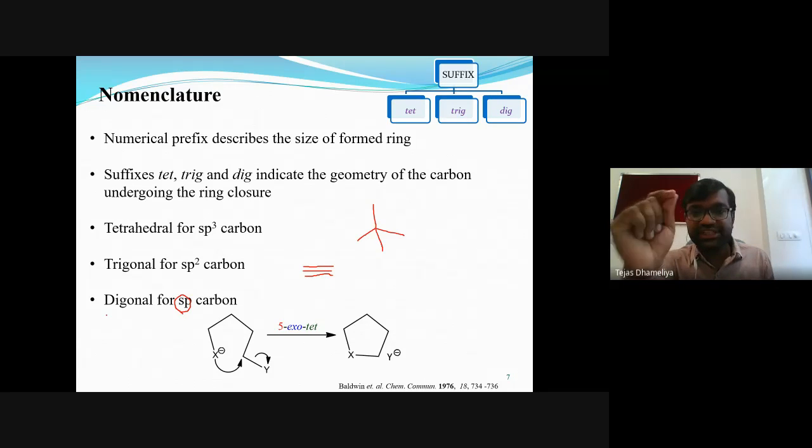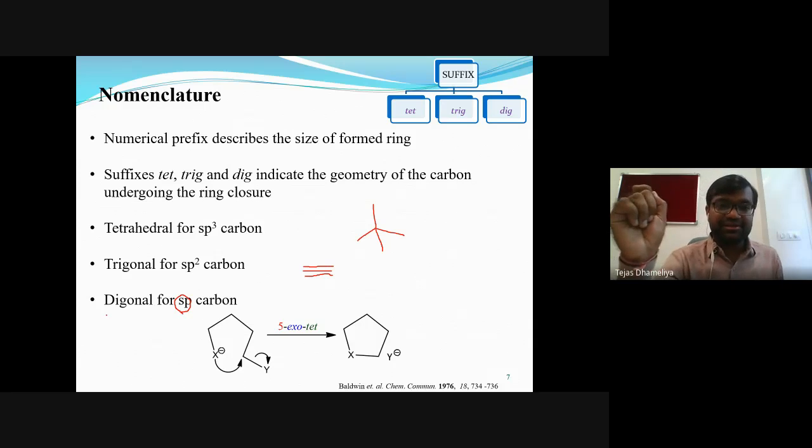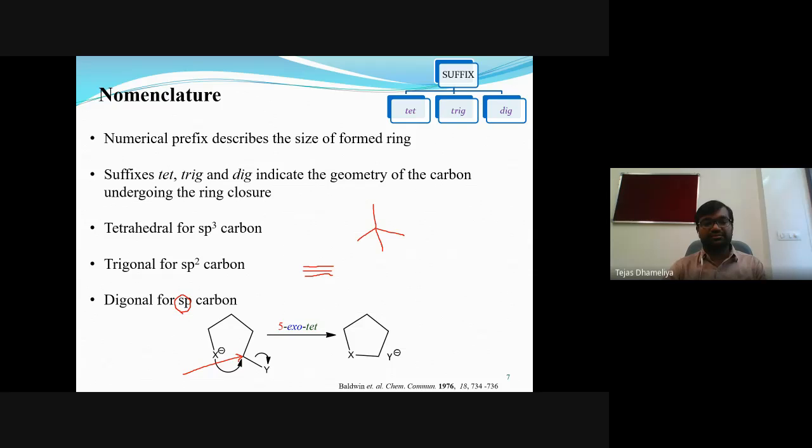So, we have to see the geometry of the carbon which is undergoing cyclization. So in our case, this carbon is undergoing cyclization. Okay, so what is that? That is a CH, a carbon which has 4 valency. So with 4 valency, it is an sp3 hybridized carbon, hence it is tetrahedral, and tetrahedral is termed as tet. Okay, so this way terminologies are given.